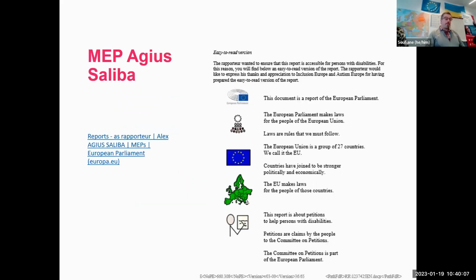The last example is the report of MEP Saliba. MEP Saliba is an MEP working on the petition committee. He wrote a report on all the petitions that were about people with disabilities. This is why he wanted to make an easy to read version of the summary of the report. You can find the Word and the PDF document on the link in this presentation.